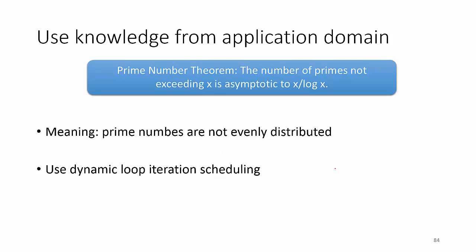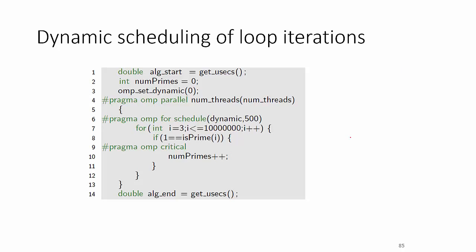Well, we can use some knowledge from the application domain and understand that the number of primes not exceeding x is asymptotic to x / log x, meaning that prime numbers are not evenly distributed. The higher the number, the farther apart the prime numbers are. So let's use dynamic loop iteration scheduling instead. So this is the parallel loop. Instead of using the OpenMP pragma as before without specifying the schedule, let's use dynamic with 500 iteration chunks.